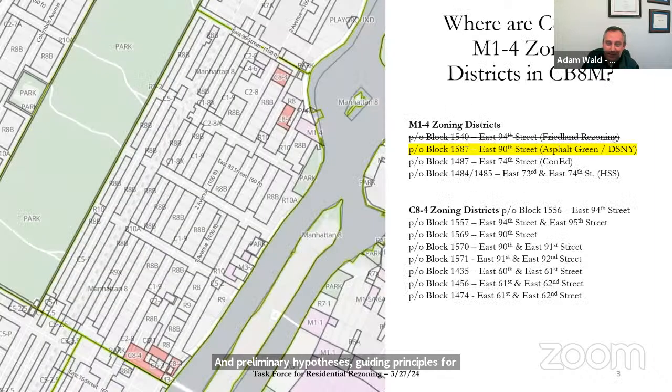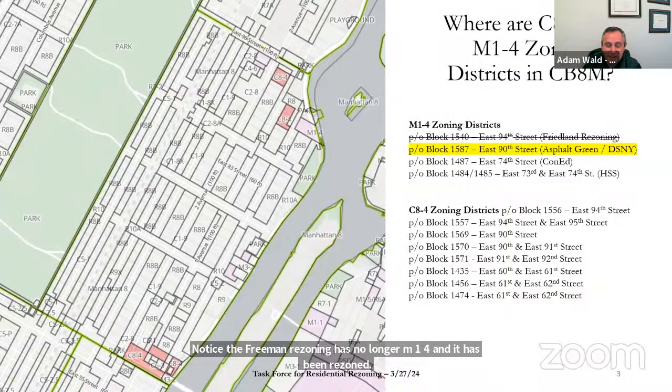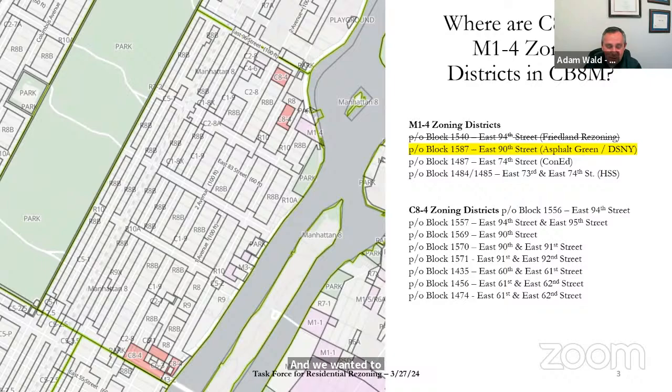So since this has all started, there's already been some changes to the zoning map. As of March 19th, the parcel on 94th Street, known as the Friedland rezoning, is no longer M14, and it has been rezoned. And we wanted to address that just at the outset. We're calling that agenda item 0.